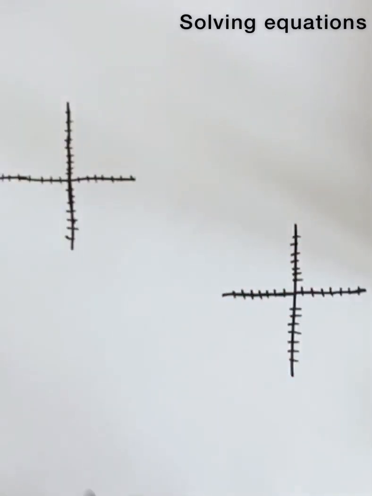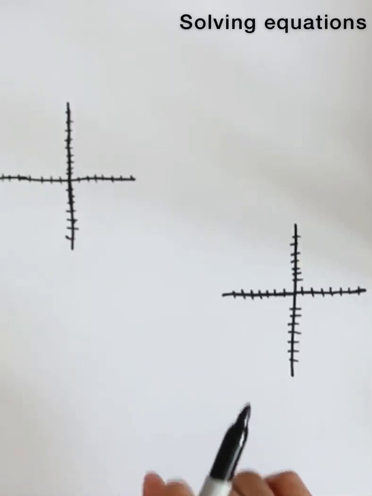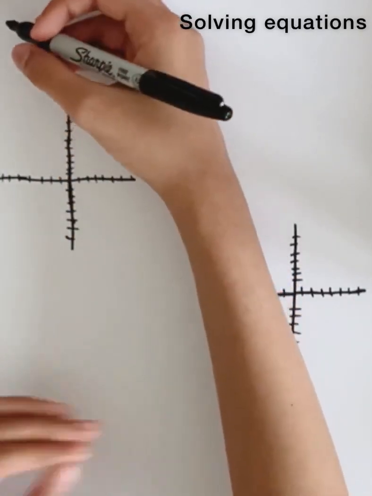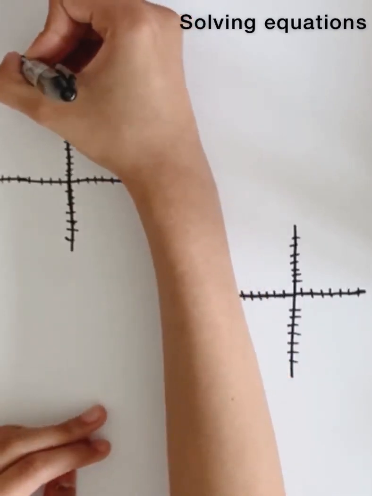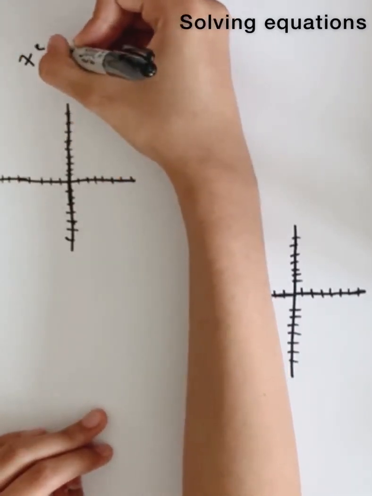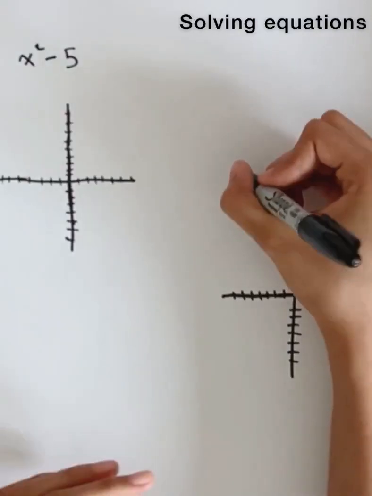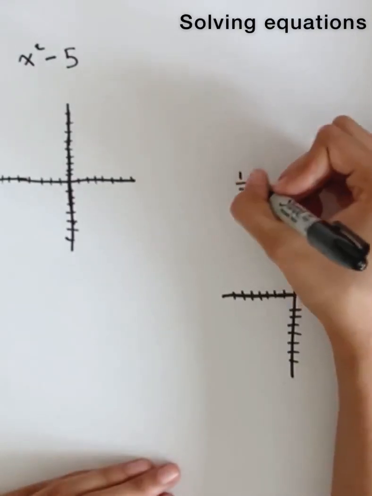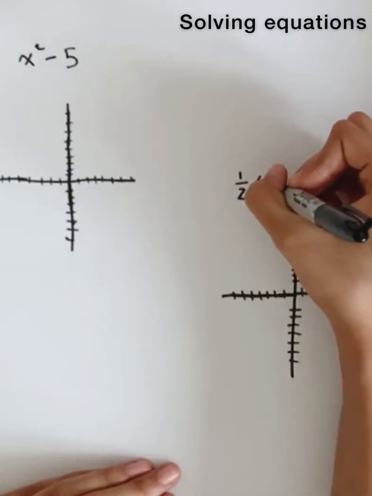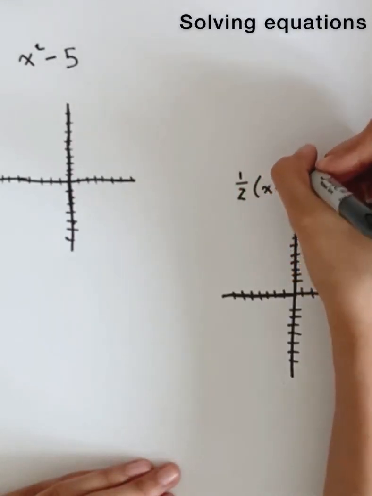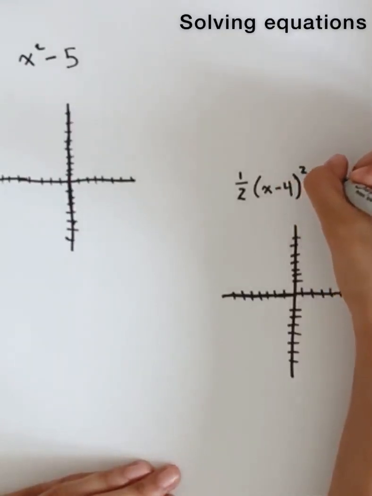Okay, so now these are my graphs. They look like spiky little thorn things. But anyway, I'm just going to put an equation on top of each one that I'll dedicate to it. This one could be x squared minus 5. It's a pretty simple one. And this one could be a little complicated one. Half times (x minus 4) squared, minus 2.